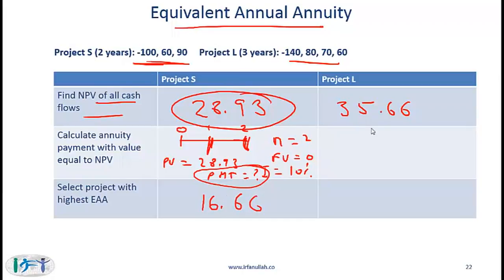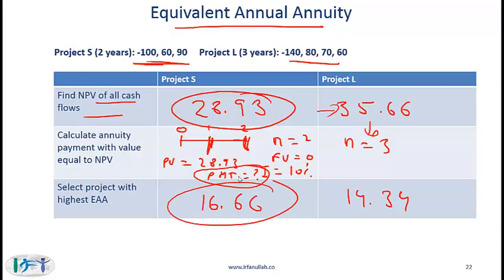Use the same process over here. The numbers will obviously be different. N will now be 3. The PV will be this number. Interest rate will still be 10. And you compute the payment. And what you should then get is 14.34 or 33. So you pick the project with the higher equivalent annuity amount.